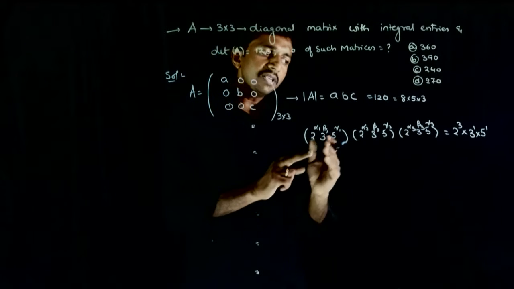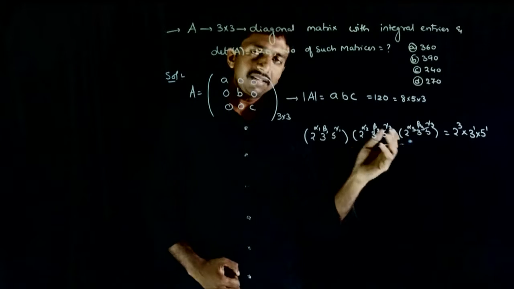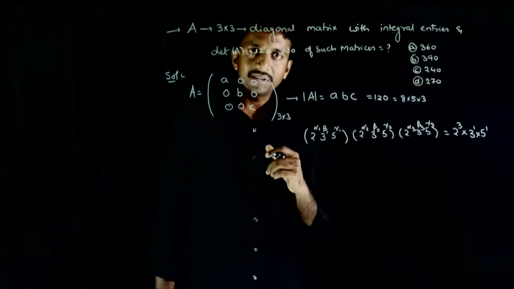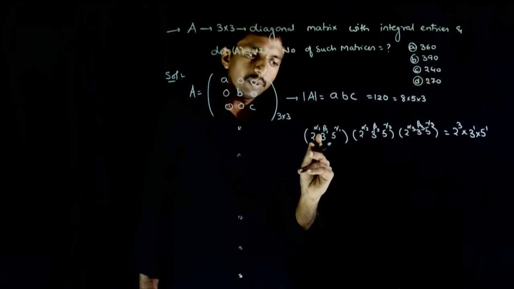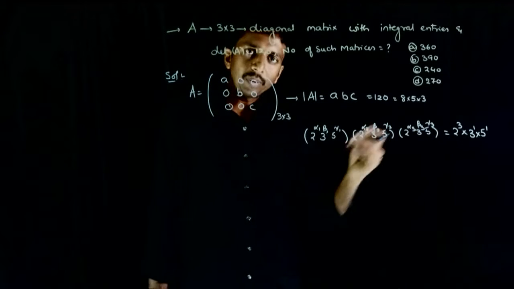So now on multiplying these three, you have to get this. Once you multiply these three, what is the number you get? 2 power alpha 1 into 2 power alpha 2 into 2 power alpha 3. So you get 2 power alpha 1 plus alpha 2 plus alpha 3. So this has to be equal to the 2 power of this.